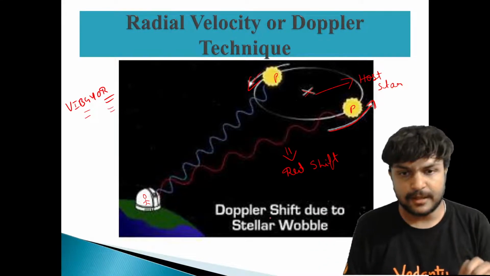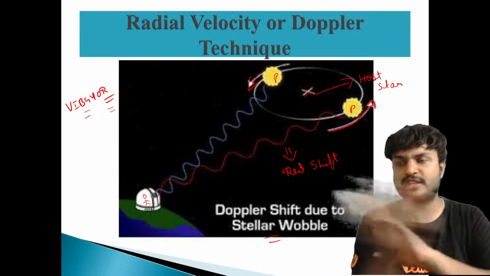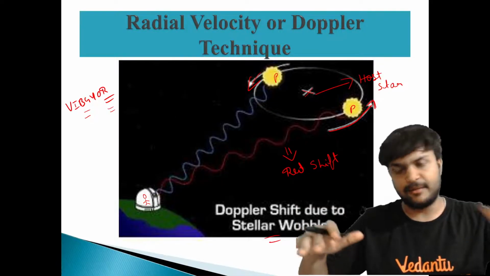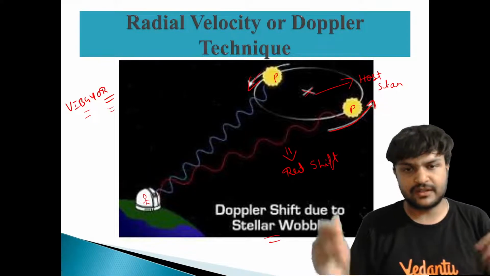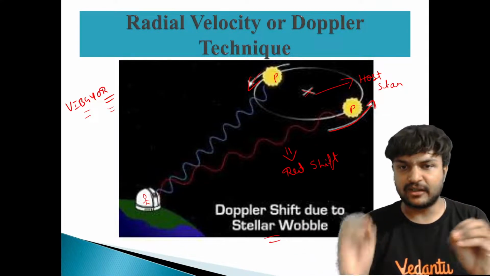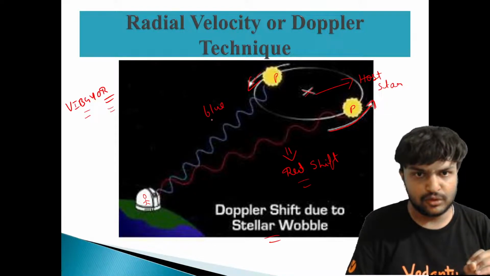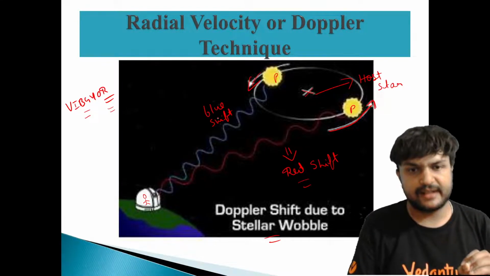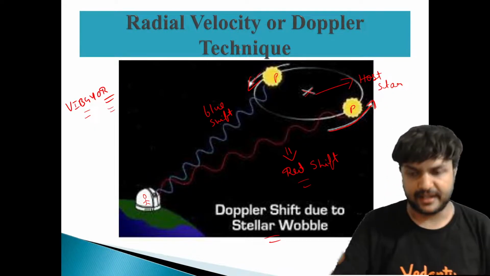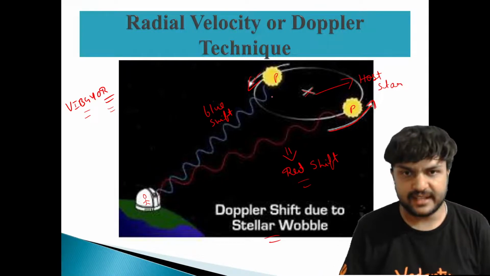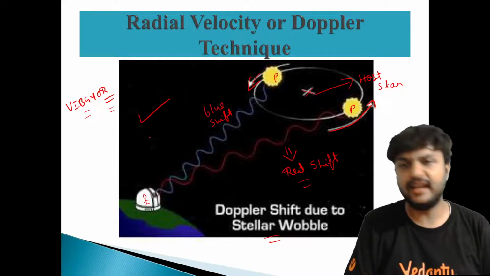This is basically due to the wobbling of this particular star, because the planets are orbiting, and the star wobbles because of the gravitational push and pull. Because of that, the star wobbles, and this red shift and this blue shift we call Doppler shift. This is the Doppler shift technique. This is one way of detecting an exoplanet orbiting a particular star.